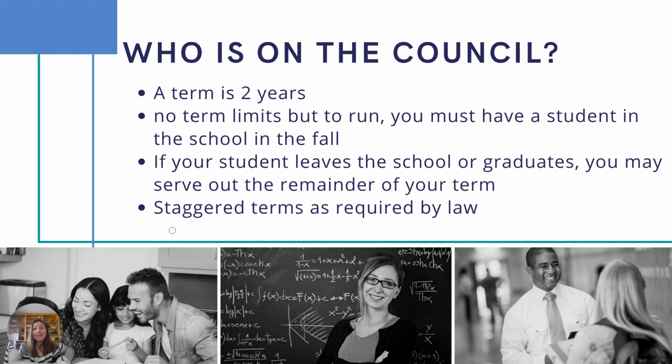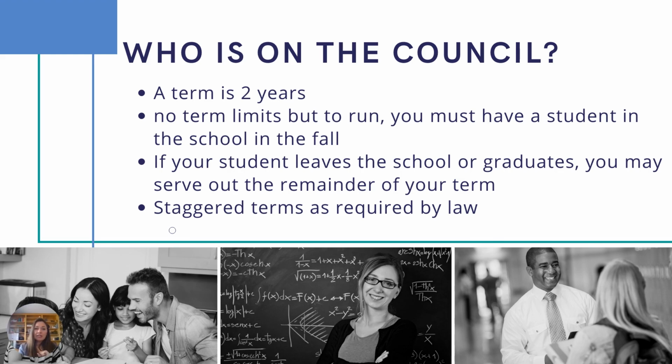So that means that if I have a student who will be a kindergartner next year, I could actually run in the election this spring to begin serving on the board or on the school community council in the fall when she begins attending. If your student then graduates or leaves the school, you can continue to serve for the rest of your term. So if I am elected during my daughter's 6th grade year, I can continue serving even though she's gone on to middle school during her 7th grade year, but that's the last year of my 2-year term.